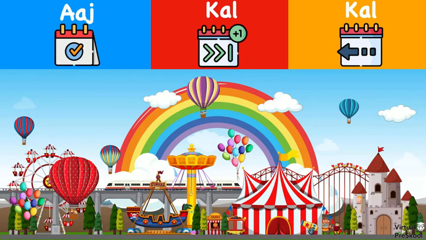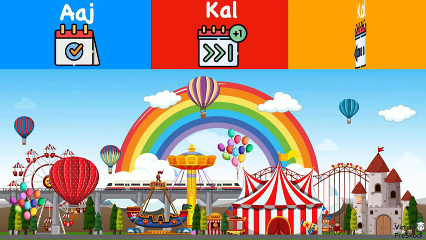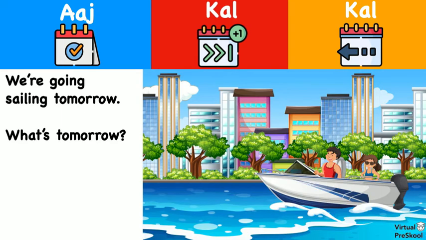The kids went to the amusement park yesterday. How do we say yesterday in Hindi? Narangi kal is yesterday. We're going sailing tomorrow. Which one of these is tomorrow in Hindi? It would be lal kal.